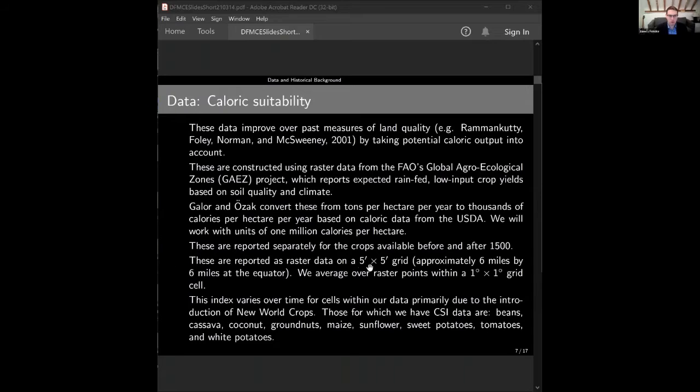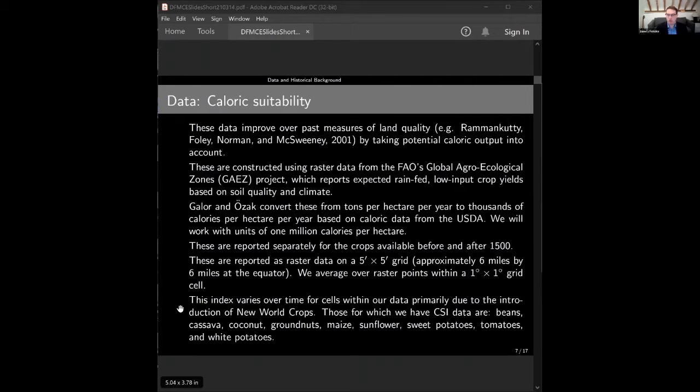They're going to be reported on a raster grid, and because longitude gets closer together the closer you get to the poles, I can't give you a clear mile by mile number, but at the equator, it's about 6 miles by 6 miles. We're going to aggregate these up to 1 degree by 1 degree grids. And so the change over time in these is largely due to New World crops.